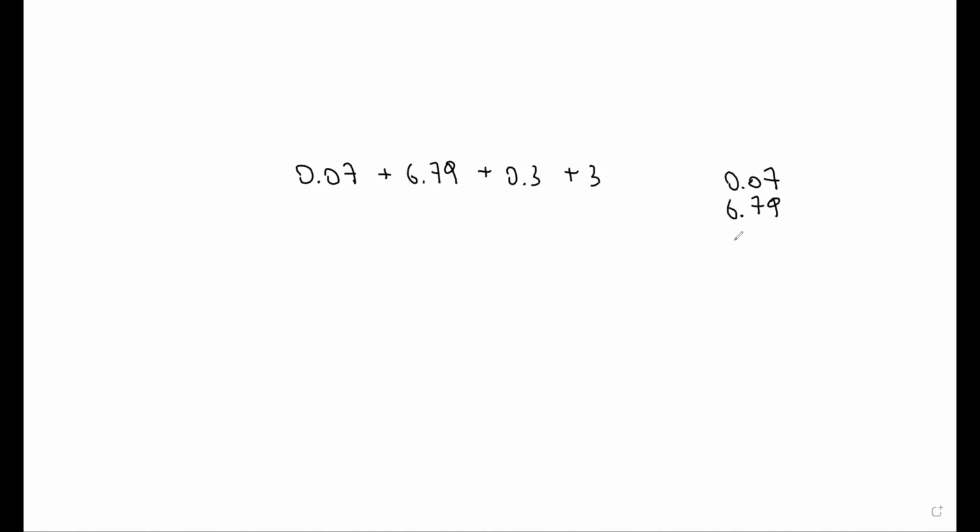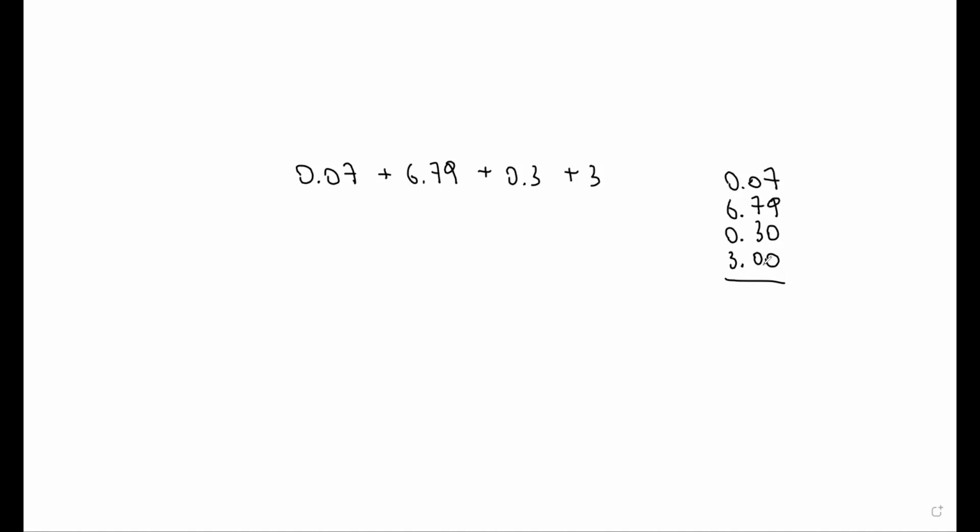And then 0.3 we'll write as 0.30, just so it looks a bit better. And then for 3, we'll write it as 3.00. Again, just so there's no weird gaps in our tower of numbers. Yeah, you could always add zeros like that into a number and it doesn't change it.